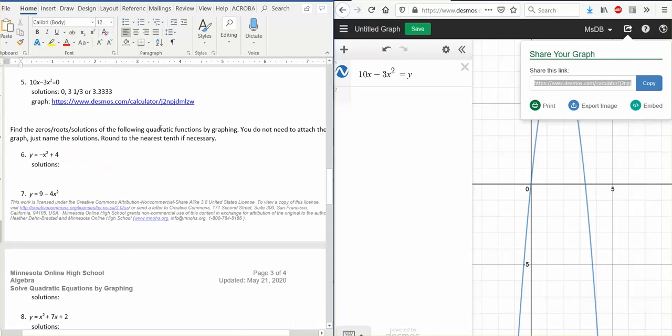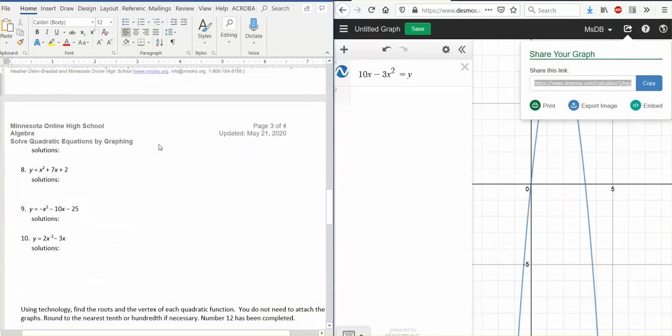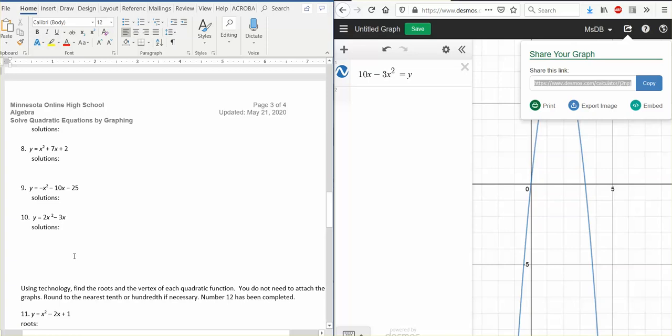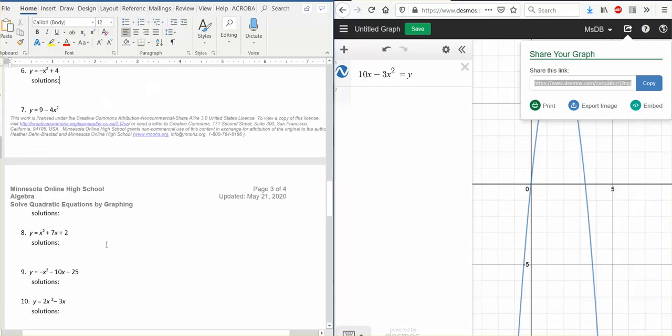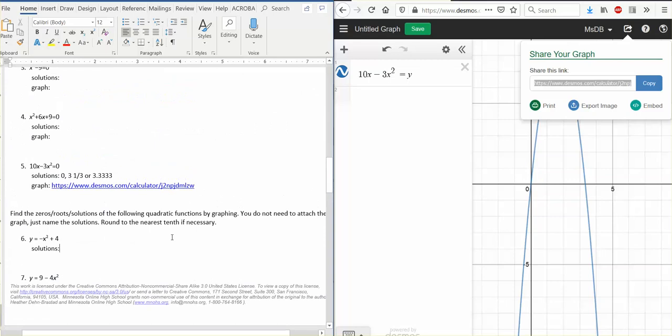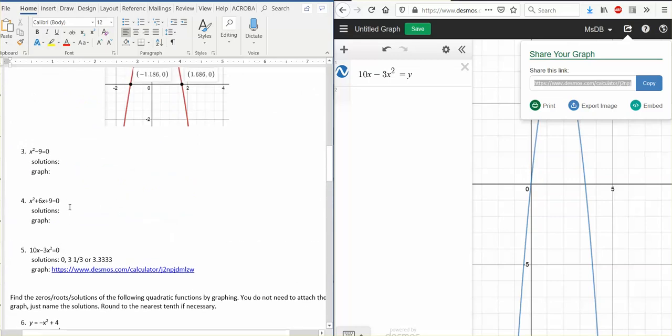All right, so in 6, 7, 8, all of these, you're going to do the exact same thing, except that you do not have to attach your graphs for these. You just have to find the solutions and type them in here. And if you get them right, I'll know that you made the graphs correct. Remember that in these ones, really, we're not going to graph the equals 0. We're going to graph equals y. Otherwise, you'll just get two vertical lines through the solutions, and it won't look like a parabola.